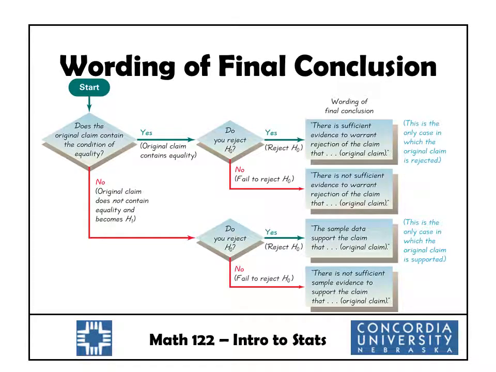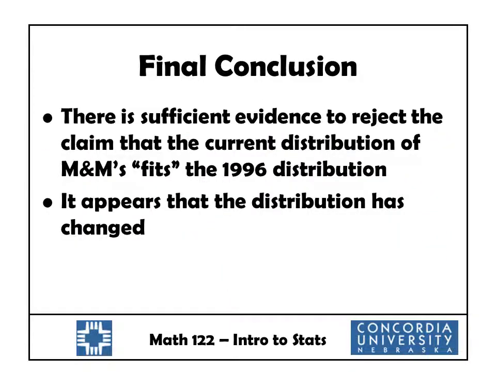The original claim does contain equality. Do you reject it? Yes, we do. So there is sufficient evidence to warrant rejection of the claim that the current distribution of M&Ms fits the 96 distribution. What that means in even less technical terms is that it appears the distribution has changed. Now exactly what the current distribution is, I don't know, but it's not the same as the 96 distribution.